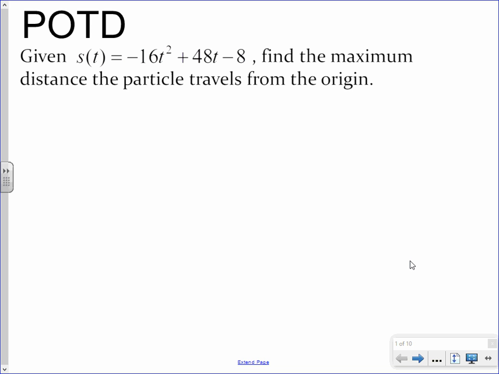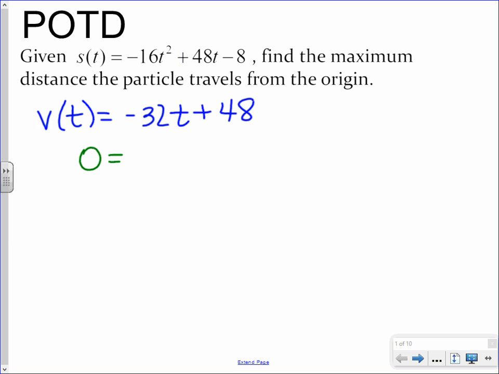Okay. In order to find the maximum distance, what are we going to have to do? Find the derivative. Jake, what is the derivative? Negative 32t. And what did you do with that derivative? Set it equal to 0. And what was your time? Okay. How many of you did what Jake and his group did? Excellent. Then what did you do with 1.5?